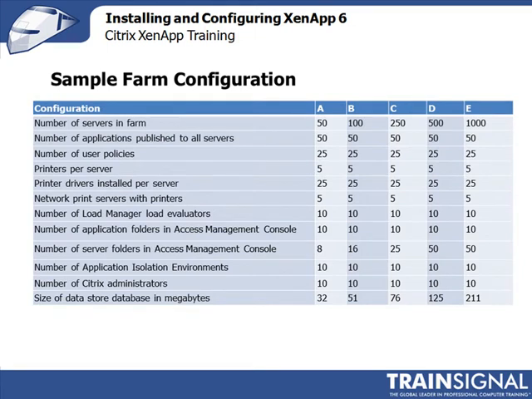Sample farm configuration. Now that we've understood in the earlier slide how Citrix is classifying the environments, what we're seeing here is a sample farm configuration. You'll note what I have here is A, B, C, D, E. These are farm configurations based on all of these metrics that we're collecting and all of this data. So for example, in sample farm configuration A, the database is 32 meg in size. You'll notice that it's nothing. 32 meg is a very small footprint for a database server, and then it goes up from there.